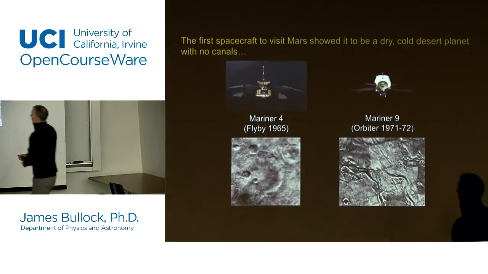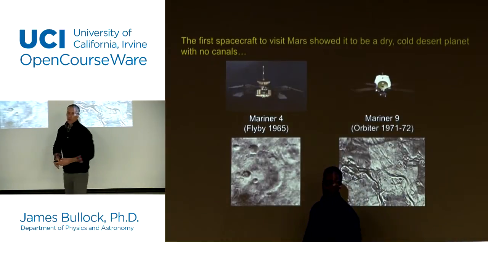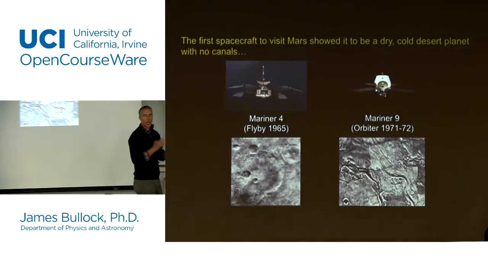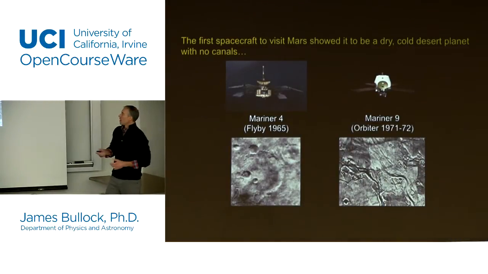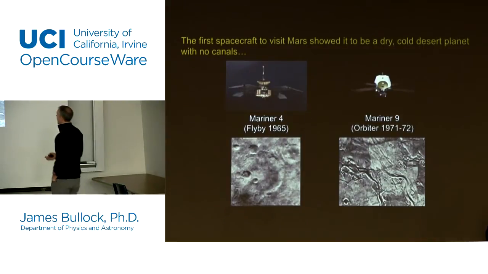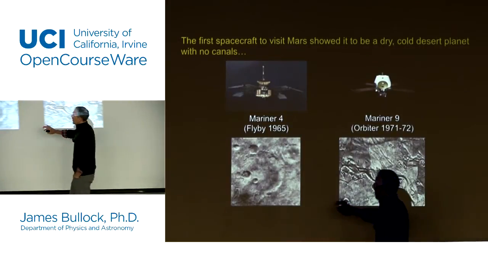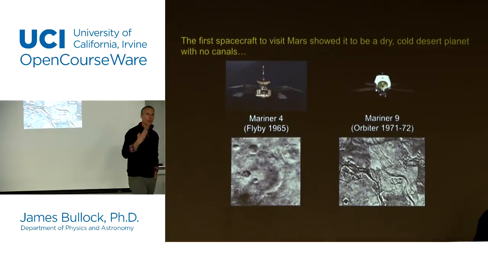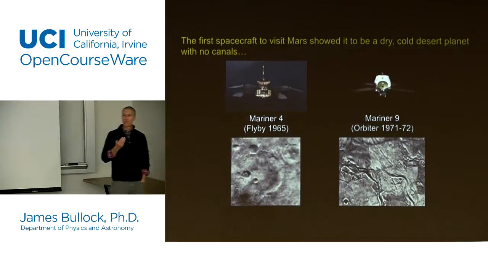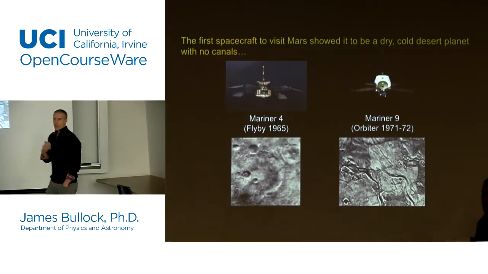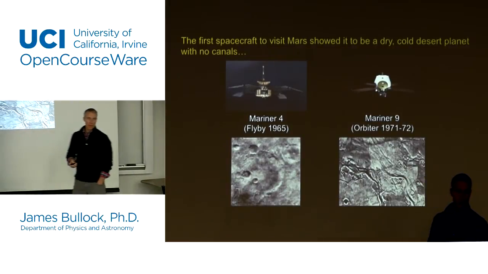The first spacecraft to fly by Mars basically proved beyond a shadow of a doubt that there were no canals on Mars, okay, and there were no lush rainforests on Mars. The first things to fly by were Mariner 4 in 1965 and then Mariner 9 in the early 1970s. They were taking pictures of the surface of Mars and revealing that while it was cratered and had interesting geological features on it, there were no rainforests and there were no canals running across the surface of Mars.